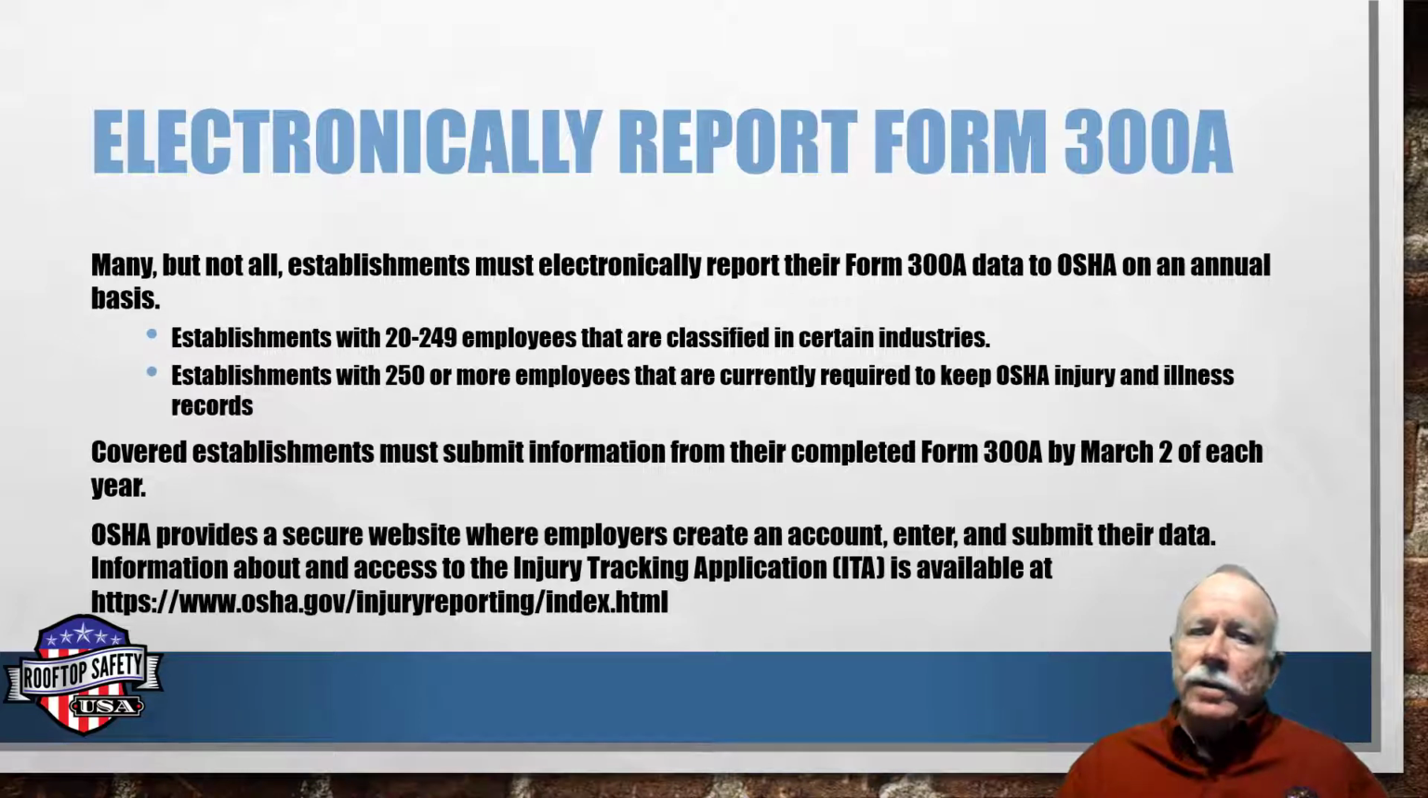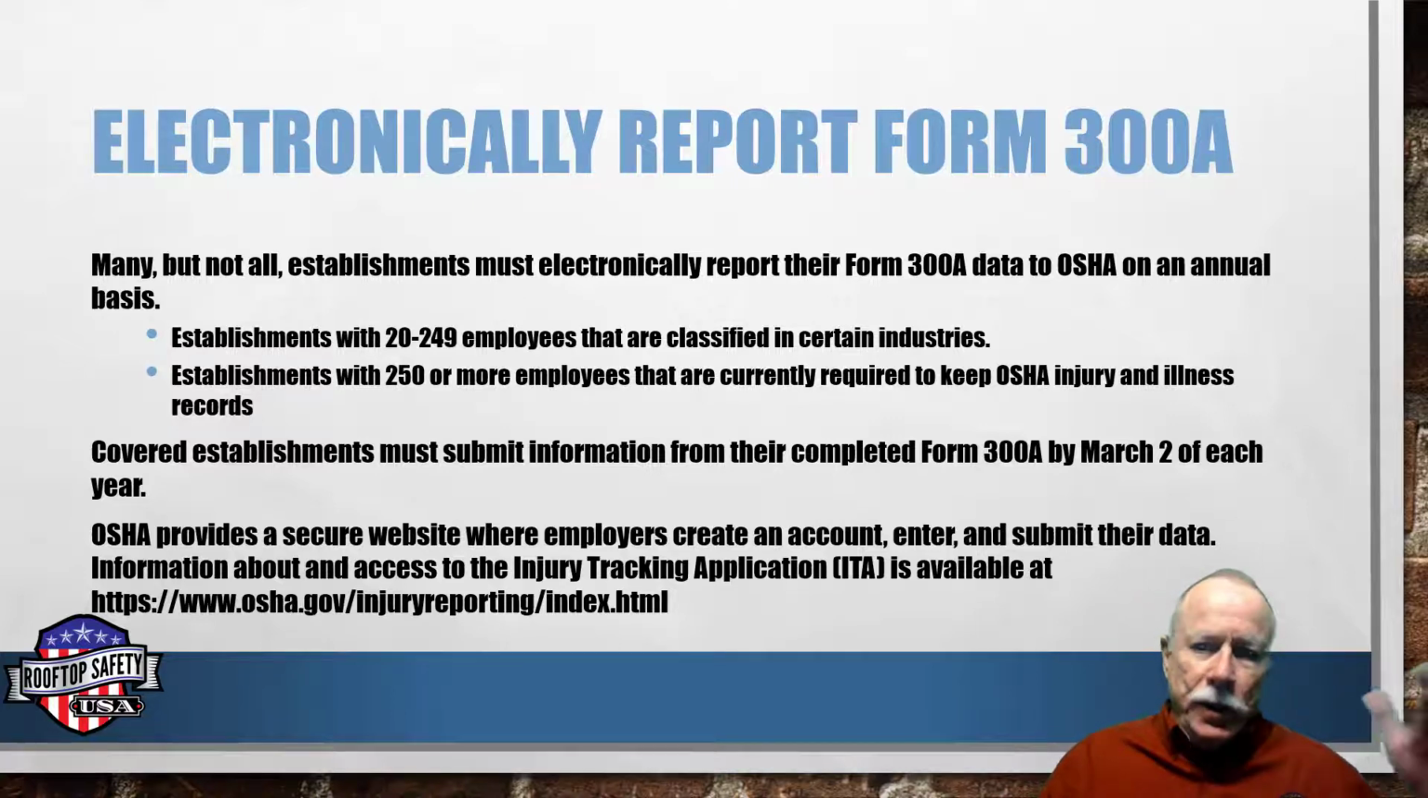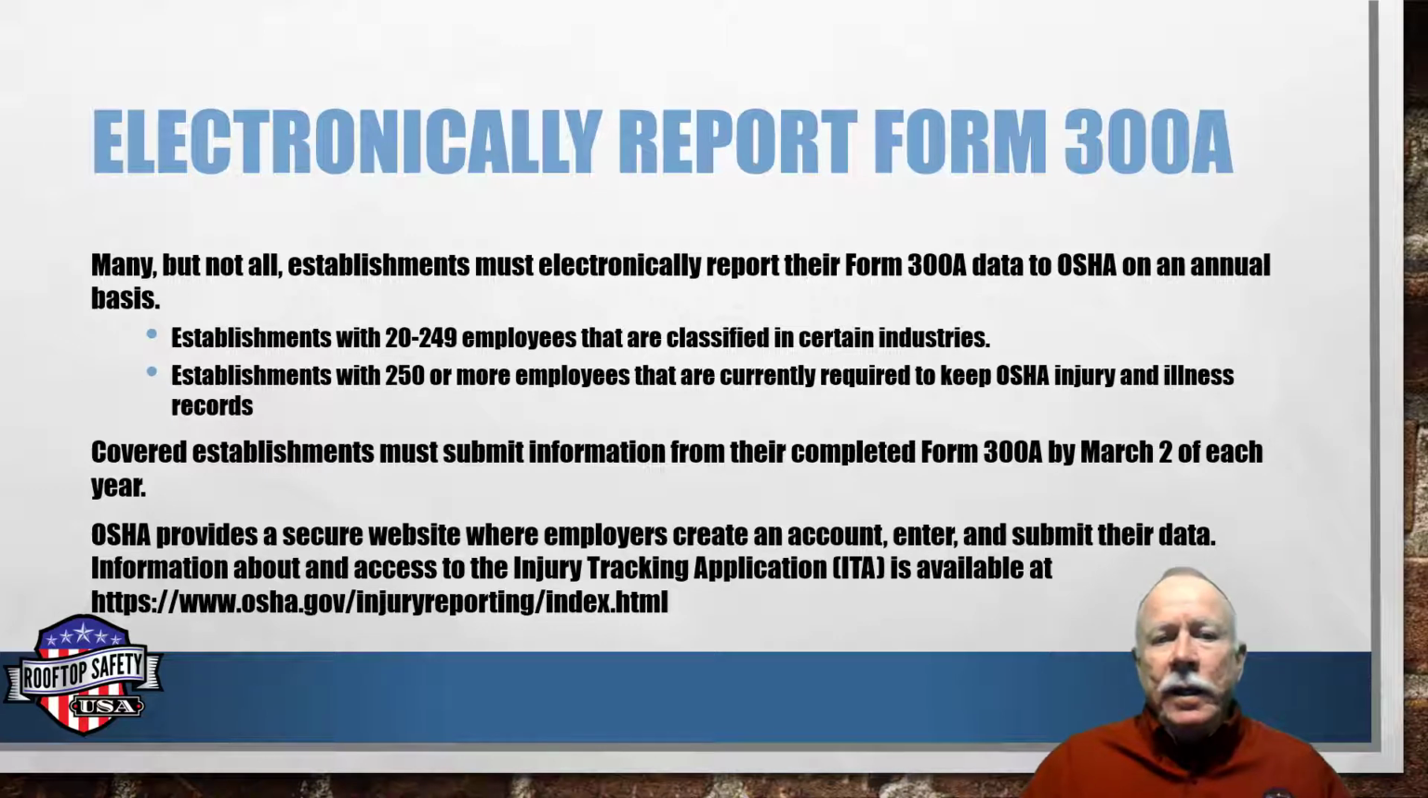And then there are some companies that are required to electronically report the 300A annual summary. Companies with 250 or more employees are required to report electronically once a year by March 2nd of the year for the year previous. And then companies with 20 or more employees in certain industries are required to report annually electronically each year.